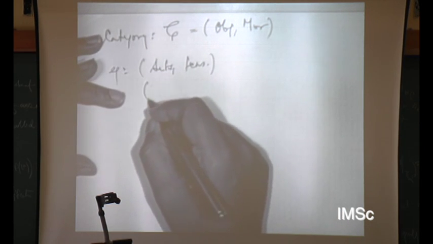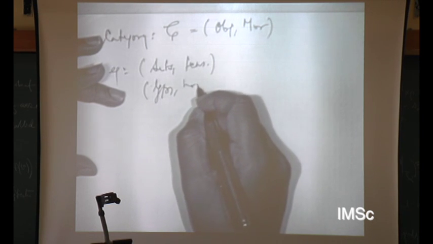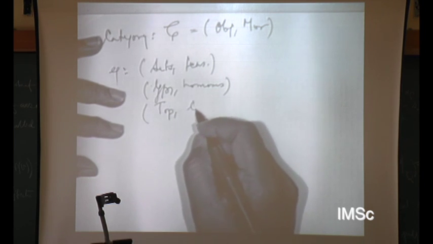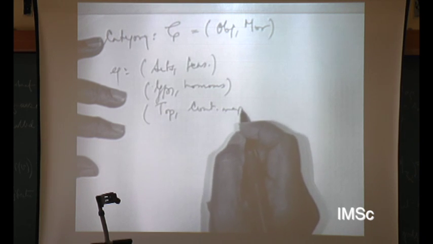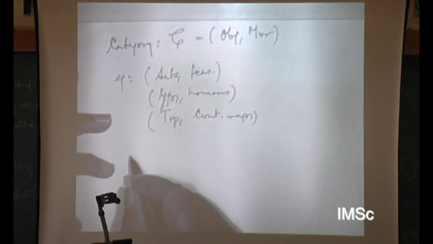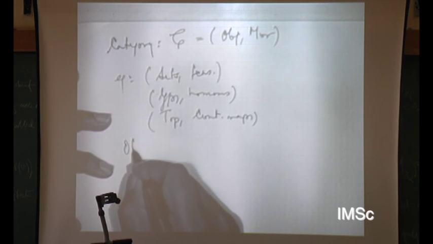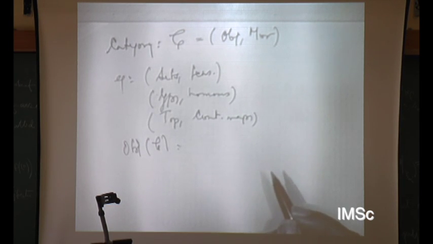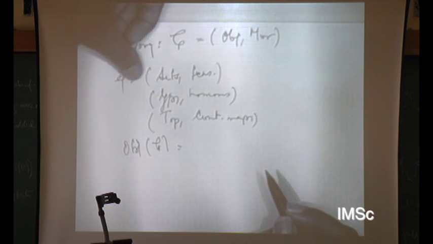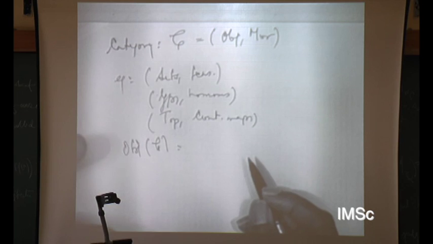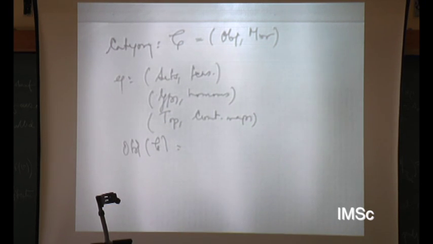Or you have groups and homomorphisms. Or you may look at topological spaces and continuous maps. So what all this says is, you have a collection of objects. It may be very large. I can't call it a set because, for example, in the first category, the objects of the category are all possible sets. And when you start saying things like set of all sets, you can run into logical inconsistencies. So it is some large collection.